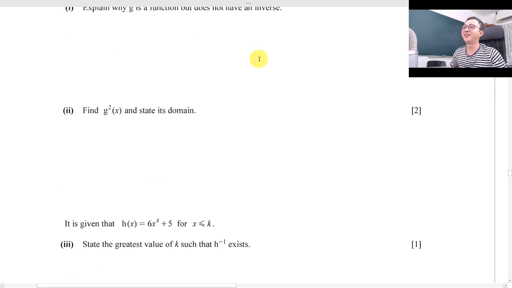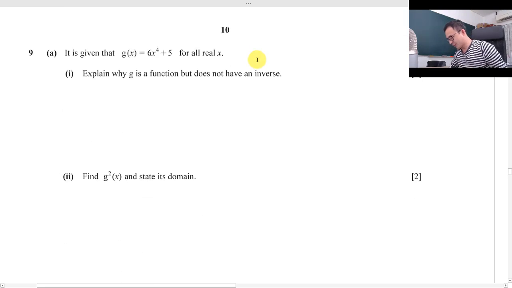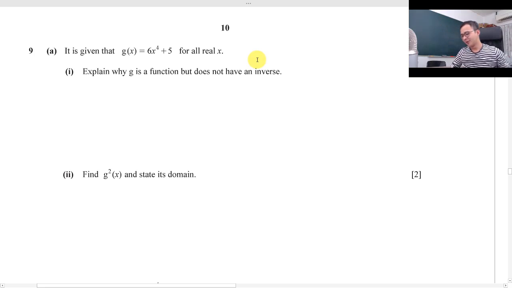Alright, I hope I can finish soon. So let's go back to number 9. This one is a bit hard as well for the explaining part, and they give up to 2 marks. Normally an explaining part is 1 mark. I just hate it when you have 2 marks here.